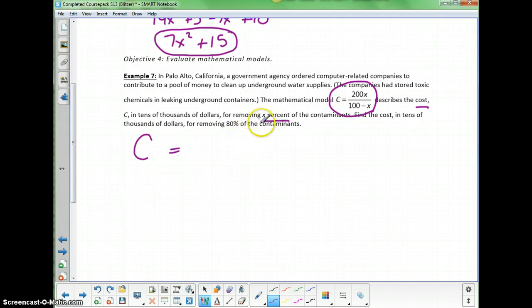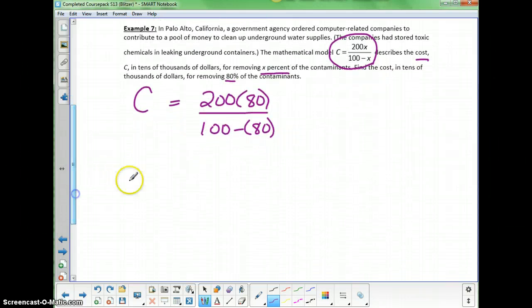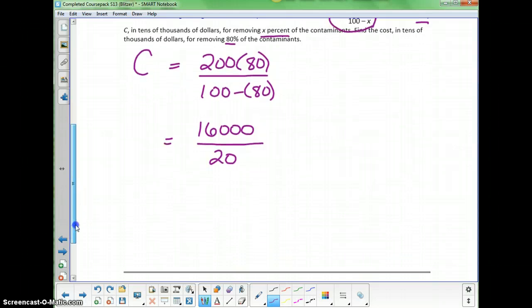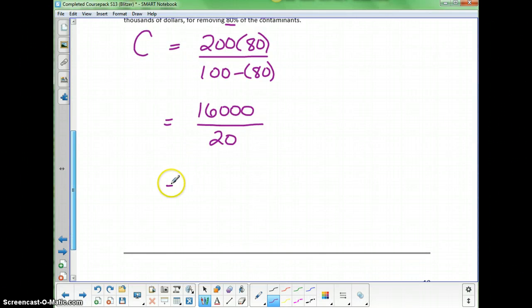Okay, since the units on X are supposed to be percent, I'm going to leave the percent symbol here and use the number 80. I'm not going to change it to 0.8 because it needs to be in percent. That's what I'm told right here. So I'm going to have 200 times 80, the units are percent, over 100 minus 80. And we're going to use order of operations again to simplify. 200 times 80 is 16,000 over 100 minus 80 is 20, and 16,000 divided by 20 is 800.